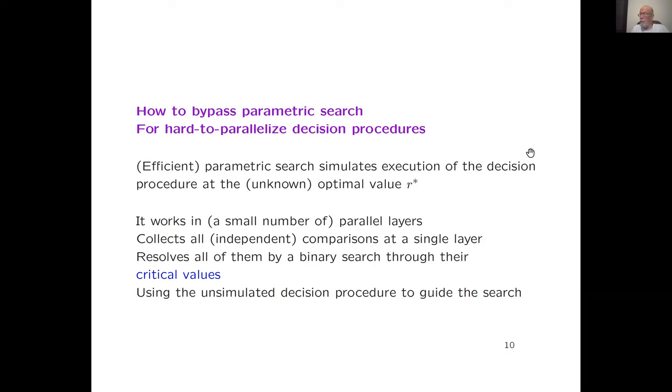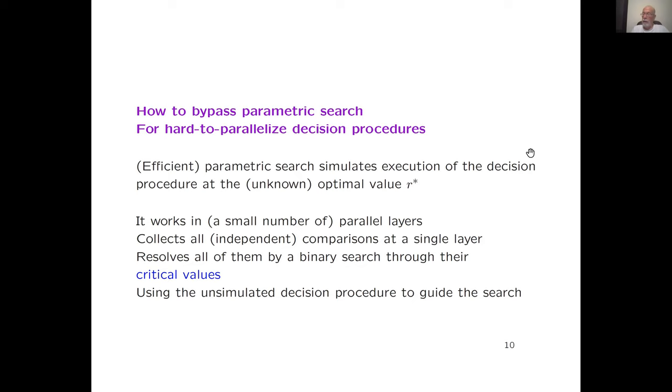And you keep doing it until you simulate the entire decision procedure. And when you end, you have an interval where R star has to lie, because every such comparison shrinks the range where R star can lie. And at the end, you know what R star is. Now, of course, you don't want to pay the cost of the decision procedure at every comparison that you do, because that will square the performance.